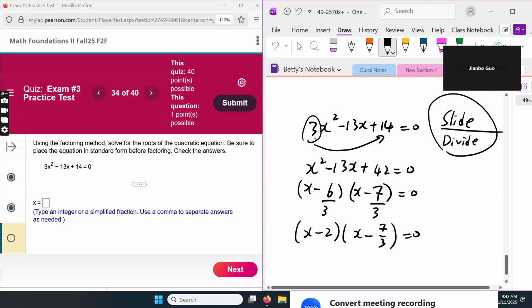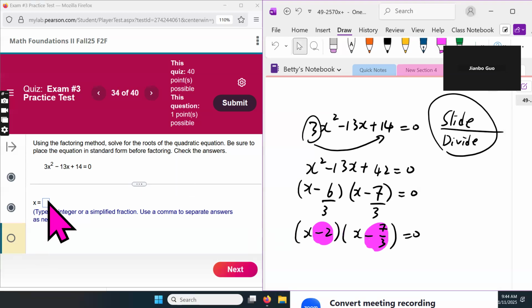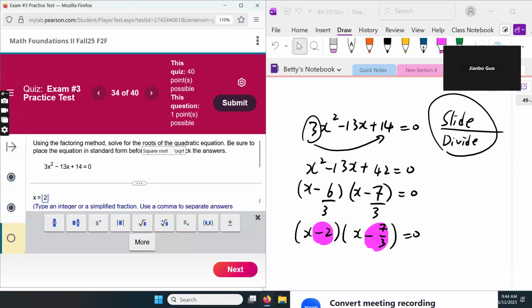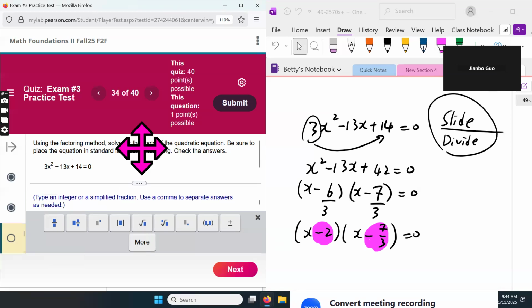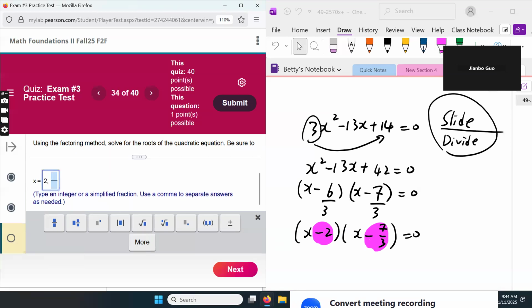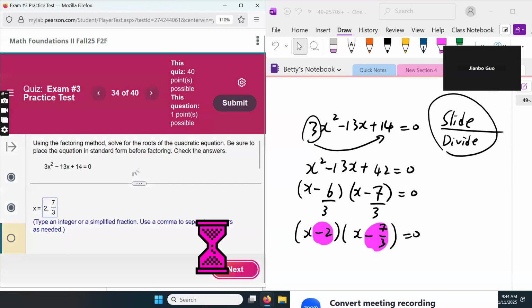Okay? Do not slide it back. Yeah, we are almost done. Look at those two numbers. Find their opposites. The opposites are the solutions. So the two solutions are 2, and another solution is 7 over 3. And that's it. Next, 35.